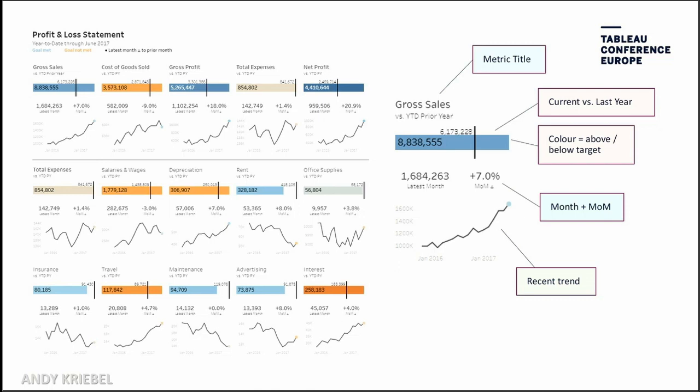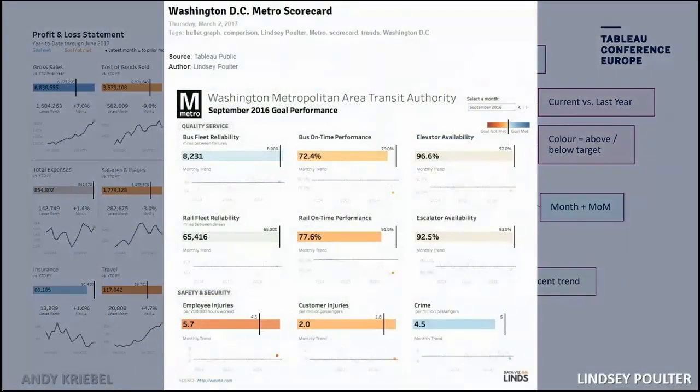And actually, Andy did this himself when building this view. So he creatively borrowed this from somebody called Lindsay Poulter, and she actually created this for the DC Metro. So she created this first. Andy then creatively borrowed it for the profit and loss statement, and subsequently customers have borrowed it from him. So it's a great journey of recycling ideas. Use Tableau Public to steal those ideas just to make it easier on yourselves.